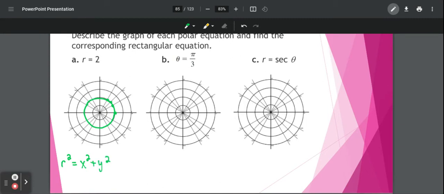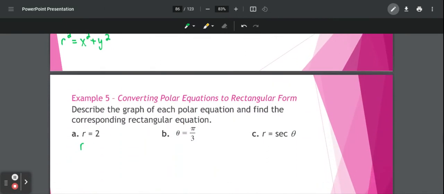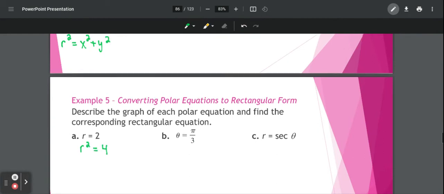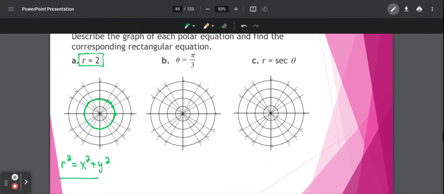So if we need to get rid of the r, we could think of this equation, and I think this is actually on our next slide. We could think of this equation if we squared both sides. So we'll move on to our next one. If we squared both sides, we would get r squared equals 4. And from this equation, instead of r squared, we could say then that x squared plus y squared equals 4. We could do that substitution.